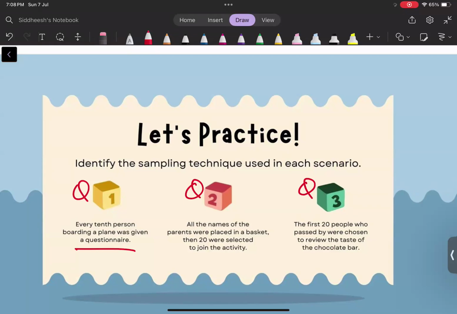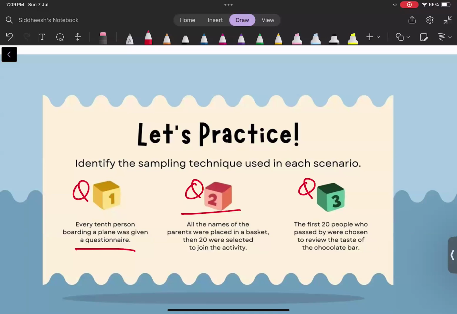Okay, sir, what is the use of systematic sampling? This is to remove the bias. Systematic. No. Every 10th person boarding a plane was given a questionnaire. Okay, let me see the answer. Systematic, systematic, systematic. Completely fine. Yes. How come systematic? Yes, and of the population. Correct, Anushka, correct. Let's take another example.